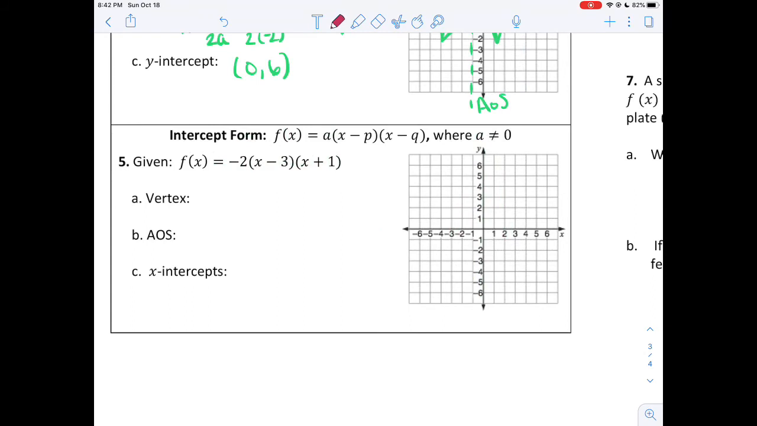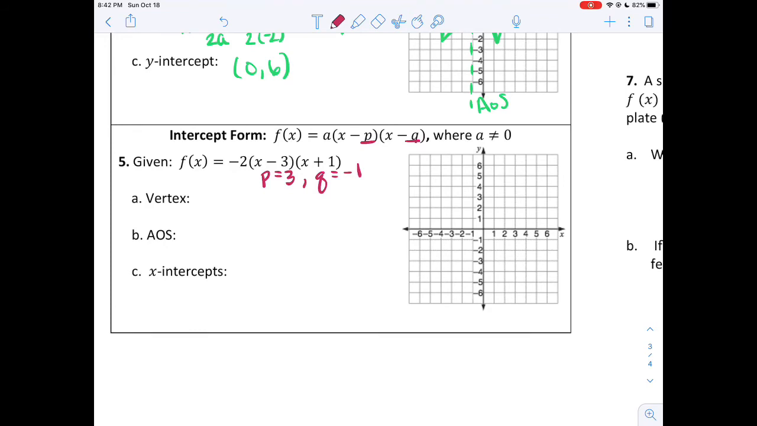Now let's graph from intercept form. We have a p value and a q value that give us our intercepts, but remember that we have these negative signs built into the equation. So whatever we see, our p and q value are the opposite. So p is actually equal to a positive 3, and q is equal to a negative 1.